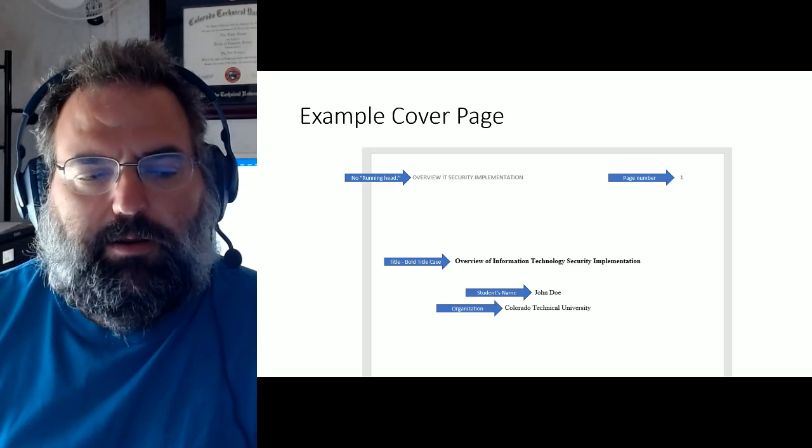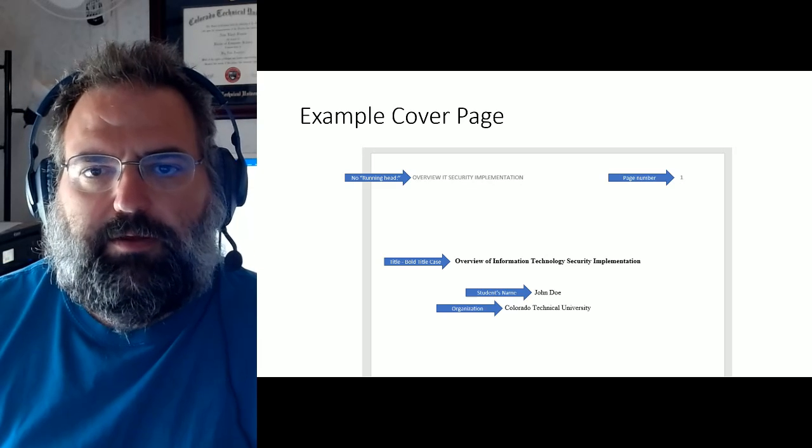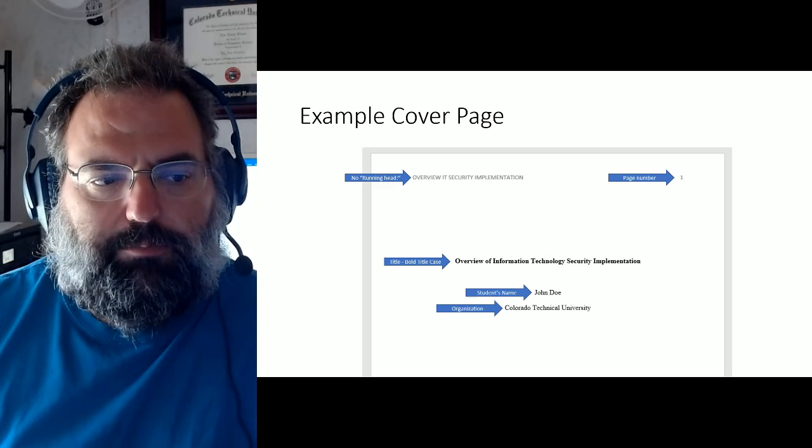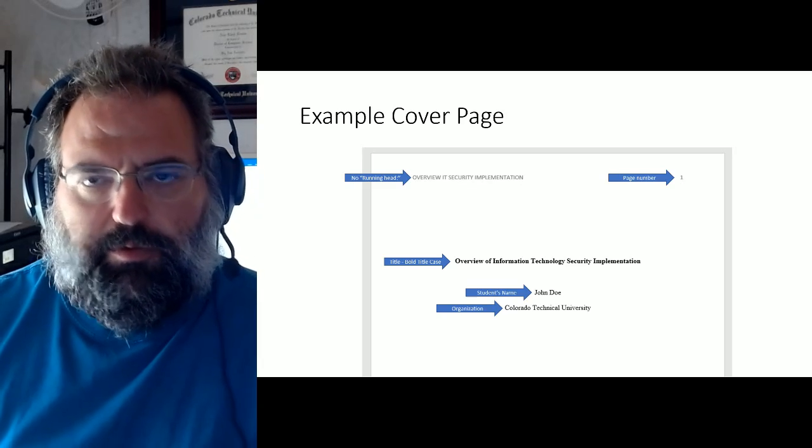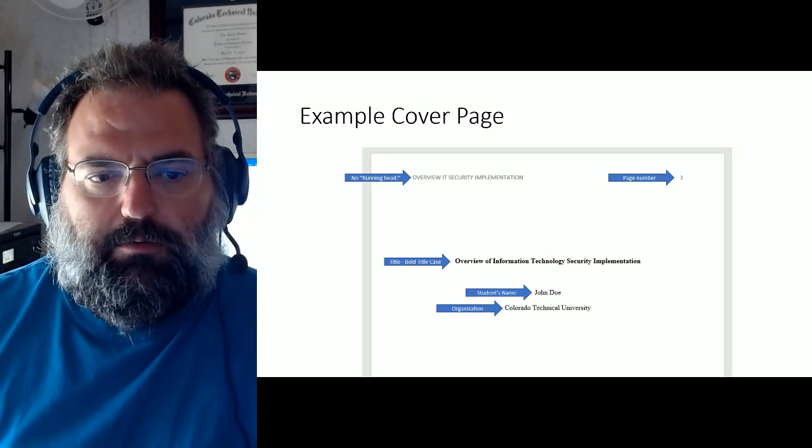You'll notice upper right-hand corner is the page number. Upper left-hand corner is the running head or running header. In APA 6th, we had the words running head in front of it with a colon at the end. We no longer do that. You'll look down a little bit.